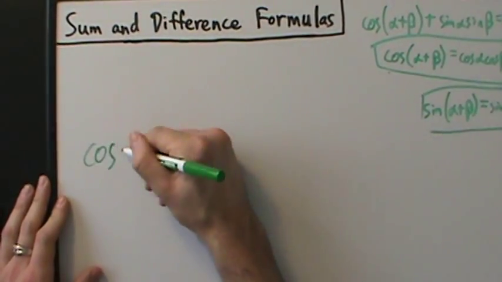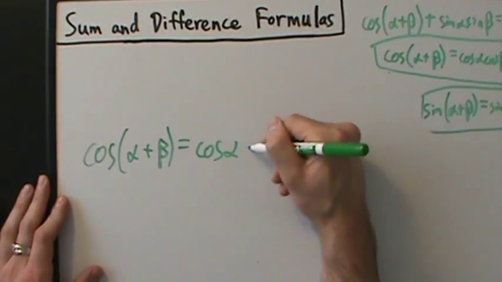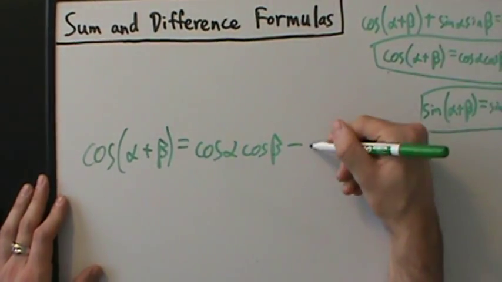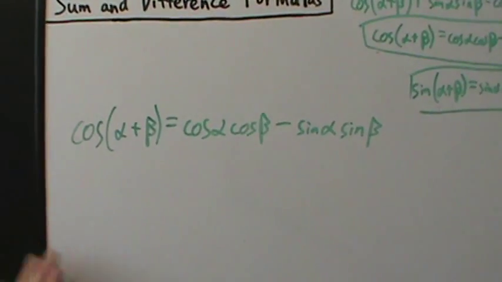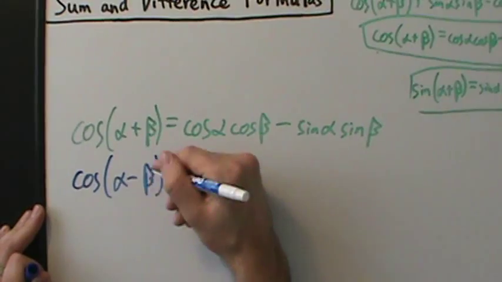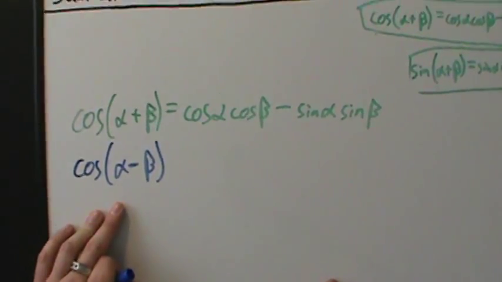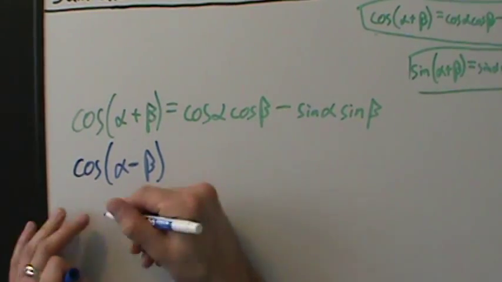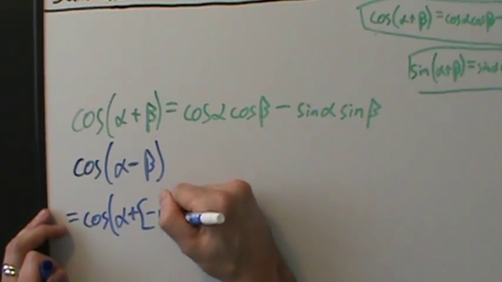So cosine of alpha plus beta equals cosine alpha cosine beta minus sine of alpha sine of beta. Okay, so what we're going to do here is use even odd properties. So what we want to establish is the cosine of alpha minus beta. Well, alpha minus beta, that's actually the same thing as cosine of alpha plus negative beta.